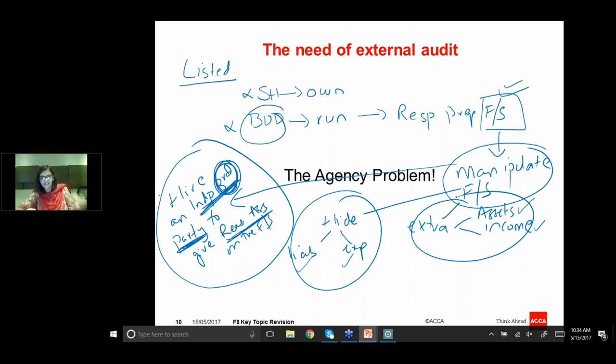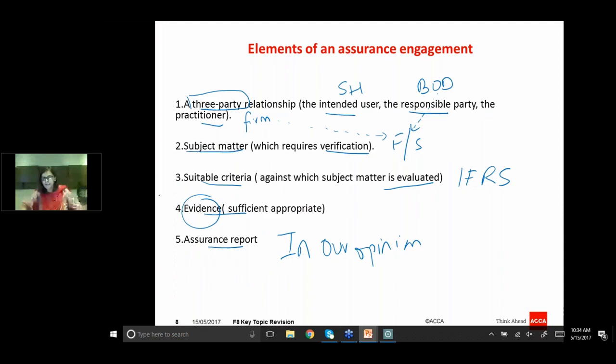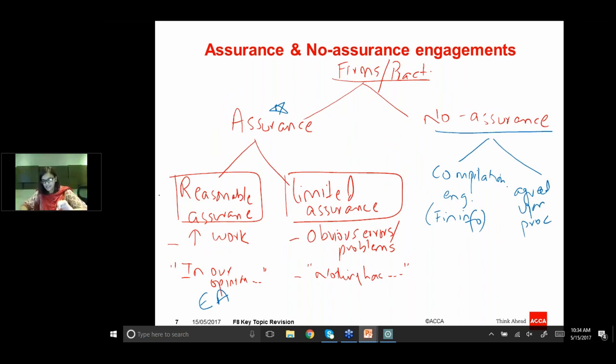So before we start the audit process, a few things you need to be comfortable with, because these are topics that I'm not covering in detail. You should know the difference between reasonable and limited assurance engagements. You should know the difference between assurance and no assurance engagements.